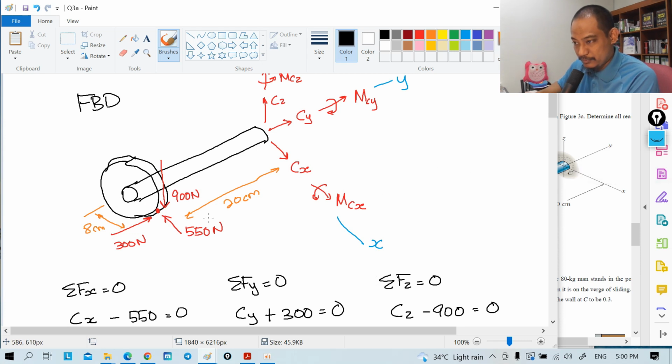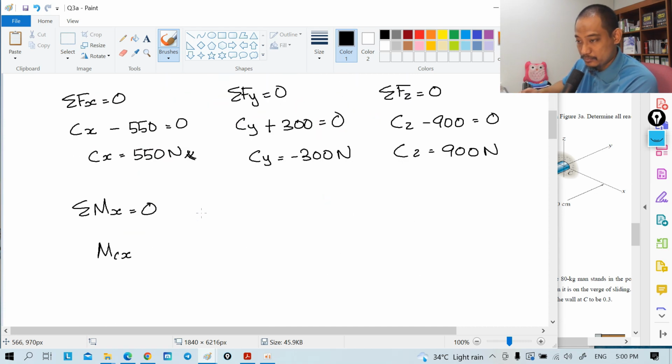Okay, the 500 here doesn't produce any moment about x because it's along x. This 300 Newton is on the same level and goes through the x-axis, so it doesn't produce anything. The only thing that produces a moment about the x-axis is this 900, and it produces counterclockwise, so it becomes positive. So 900 plus 900, and then we have the distance of 20 cm.